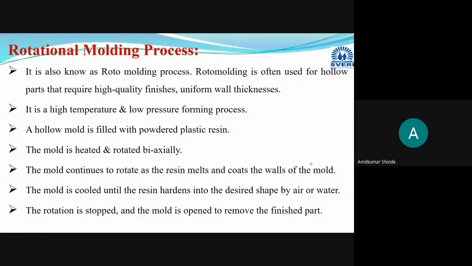Okay, now we will move towards the next molding process, that is the rotational molding process. Now this rotational molding process is also known as rotomolding process. And with the help of this rotational molding process, hollow components, hollow parts can be manufactured with very high quality surface finish and uniform thickness. These can be manufactured with the help of this rotational molding process.